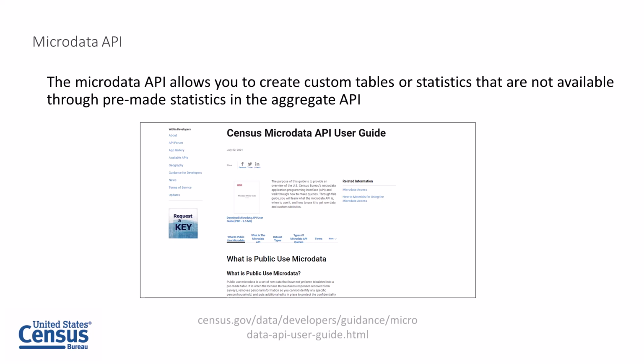Another next step you may be interested in is the microdata API. The aggregate and time series APIs you learned about in this course allow you to access statistics and data collected by the Census Bureau for specific geographies. In comparison to these APIs, the microdata API allows you to create custom statistics on demand using individual records. To learn more about microdata and how to access these data through the API, please visit the link to the Microdata API User Guide at the bottom of this slide.